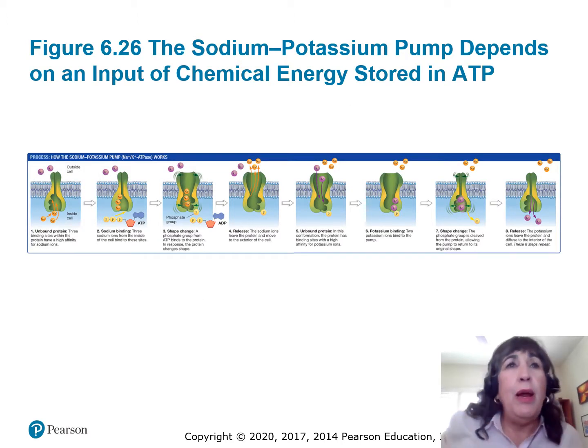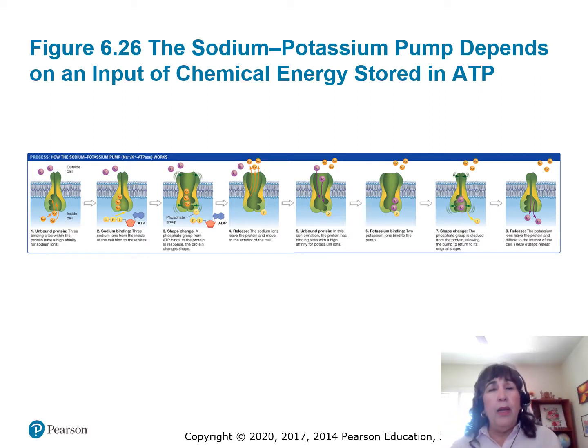So in this diagram here, you see that the green represents a pump. And this pump requires energy in the form of ATP. And you can actually see ATP. So ATP is providing the energy to pump out sodium and pump in potassium. So both of these molecules are moving against their concentration gradient, and for this reason they need additional energy.